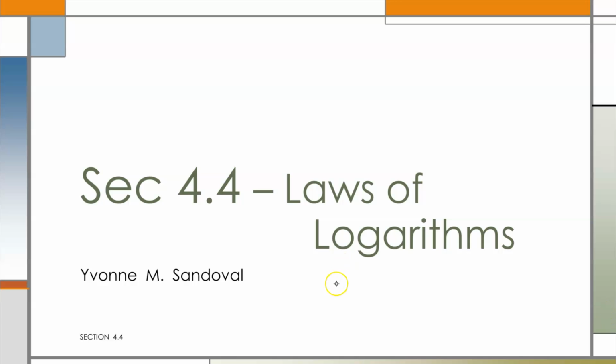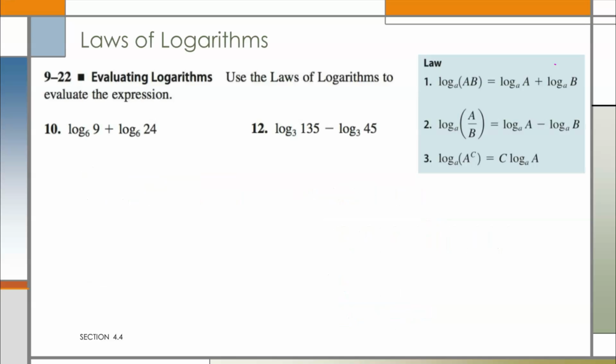Section 4.4, Laws of Logarithms, Part 1. There are 3 laws of logarithms.